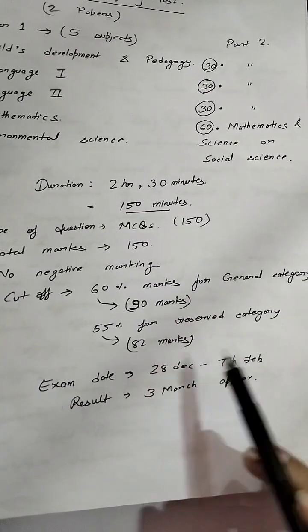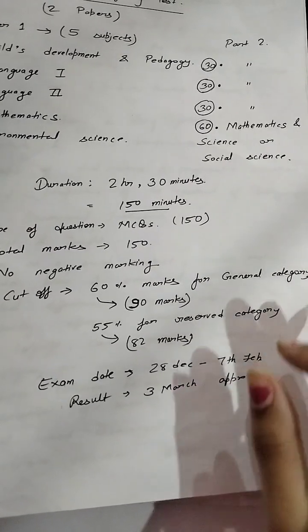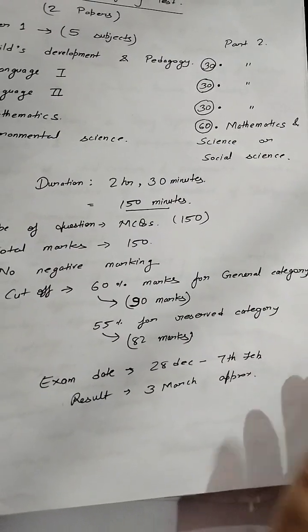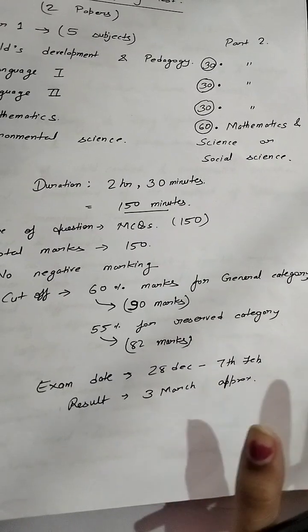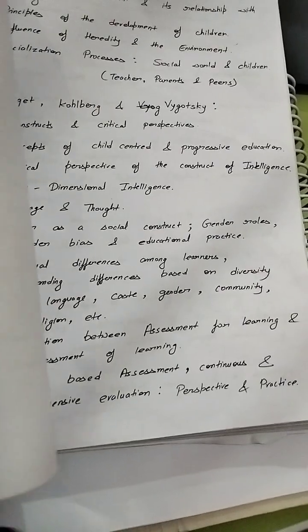Now let's focus on the exam date. Usually the date of the exam comes in the December to February period, and the result would almost arrive in March. And this is going to be your syllabus.